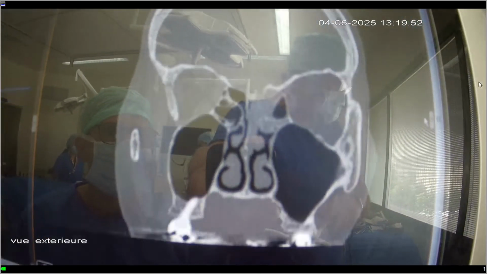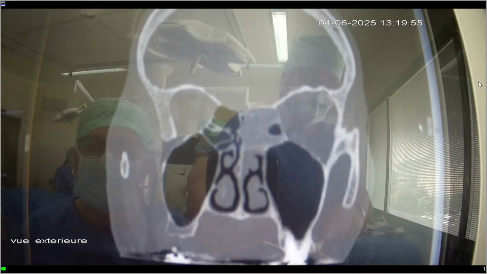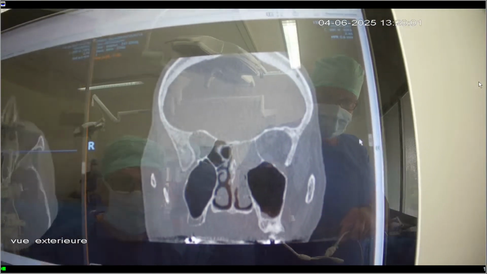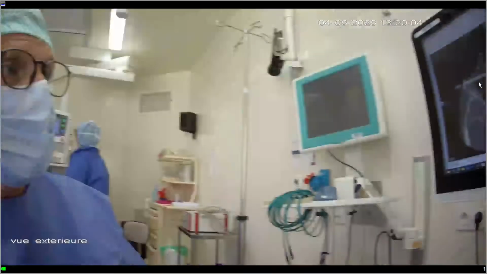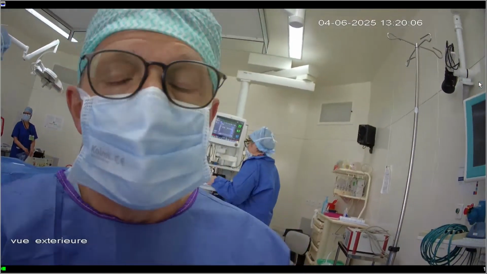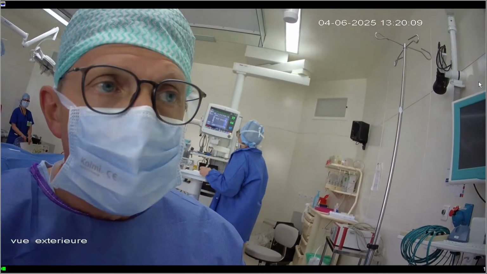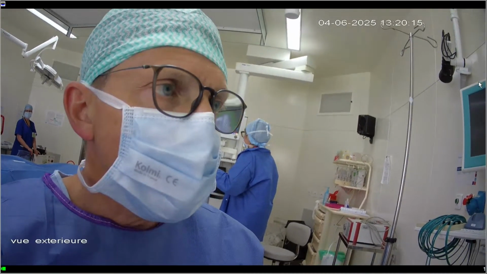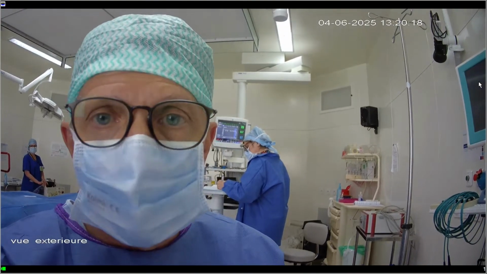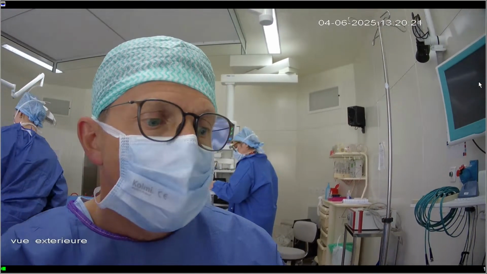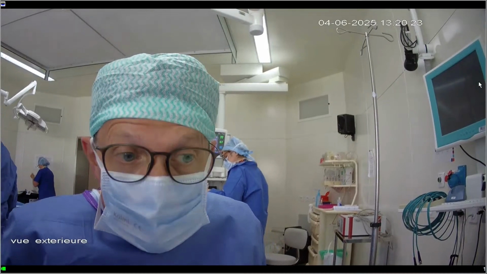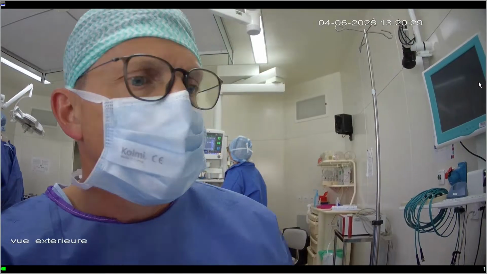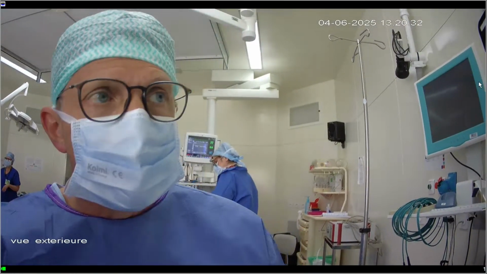So the job is to remove it completely, whatever the histology, to search for the pedicle attachment, and I think it's maybe in the sphenoid cavity. So we enlarge the sphenoidotomy completely to give good access to the inner part of the sphenoid sinus. After, we wait for the histological analysis. So we are going to start now.